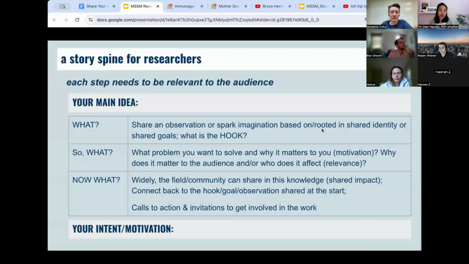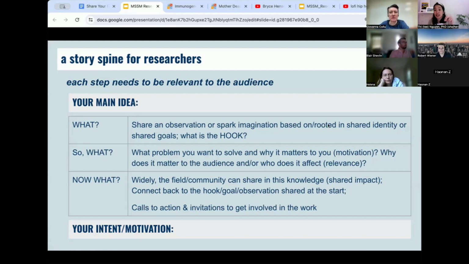So here's another story spine. This one's a little shorter. This one's only 3 points, which is your what are you doing? So what? Why do people care? And then now what? Now what are people going to do with this information? And so this is very simple, right? You're sharing an observation or sparking the imagination of your audience based on something shared.